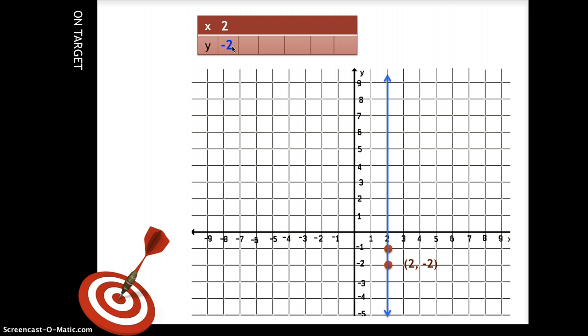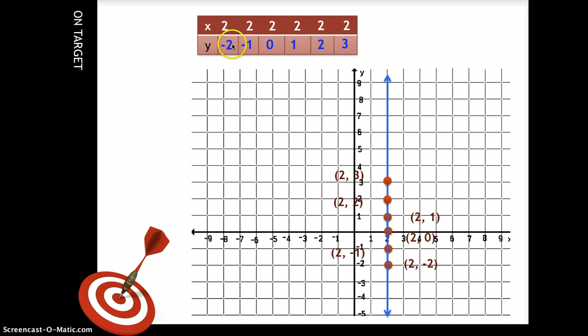Another point will be the point next to it. That point is (2, -1). Again, I'm going to put those values in the table. Another point is (2, 0). Again, the values there. More points: (2, 1), and then another point, (2, 2). The values on the table. And then the last one is (2, 3).